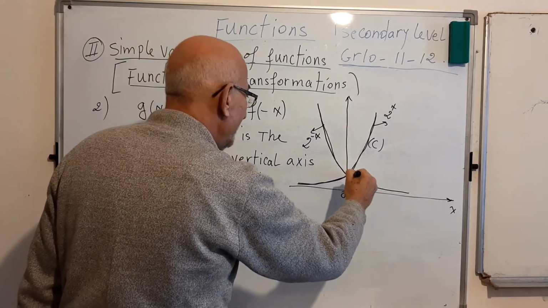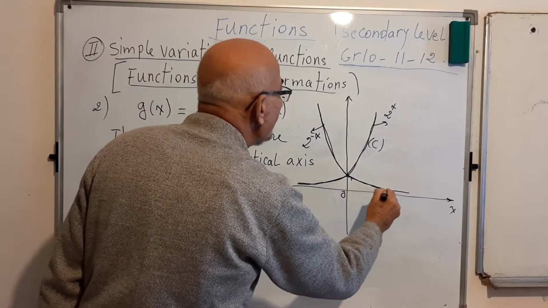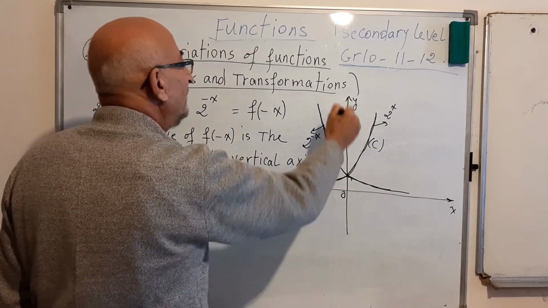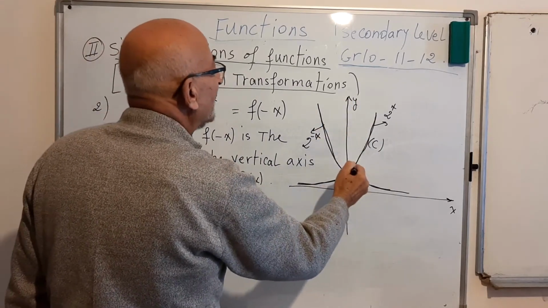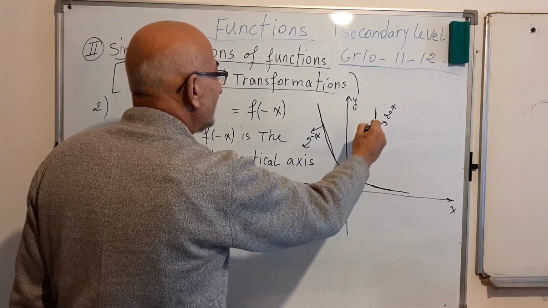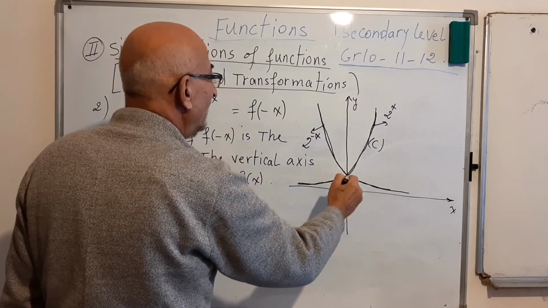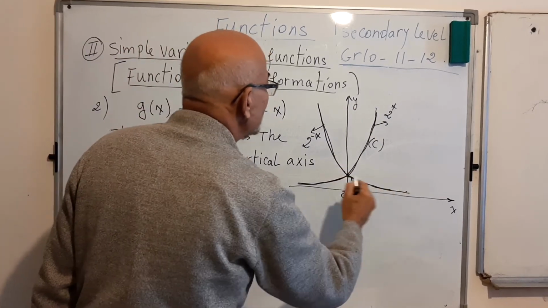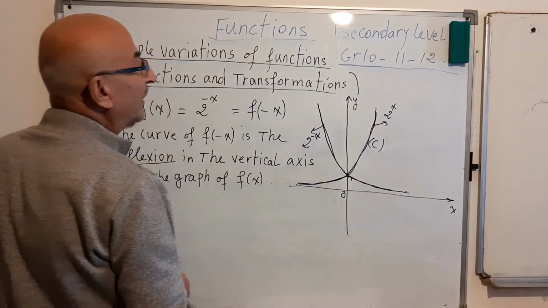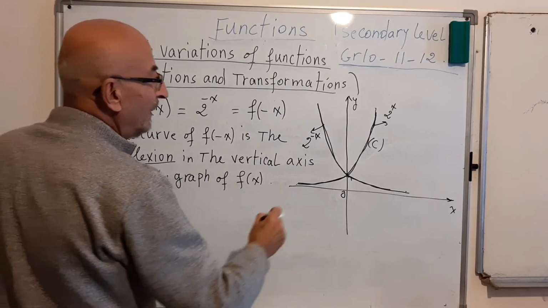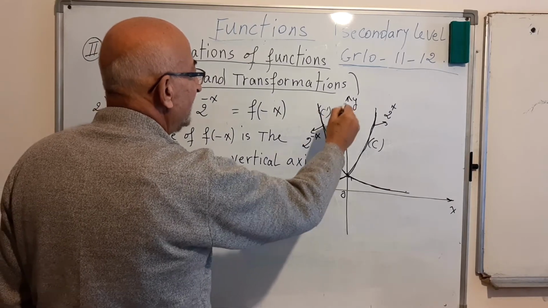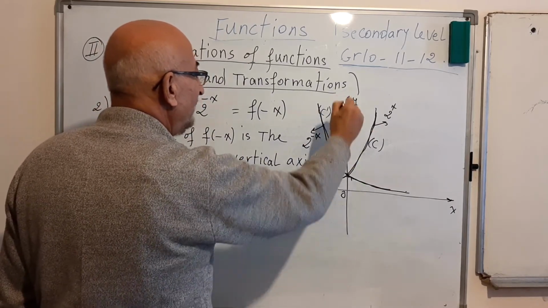is the symmetric of C with respect to y prime y. This part is the symmetric of this part with respect to y prime y, and this part is the symmetric of this part with respect to y prime y. The graphs C and C prime are symmetric with respect to y prime y.